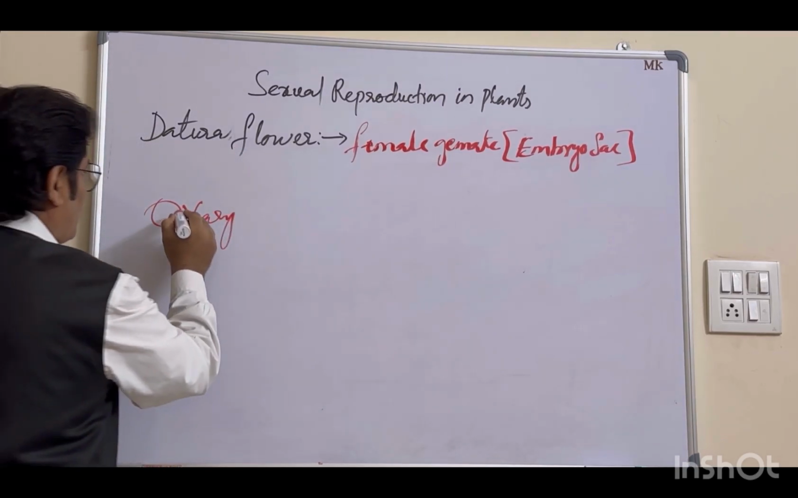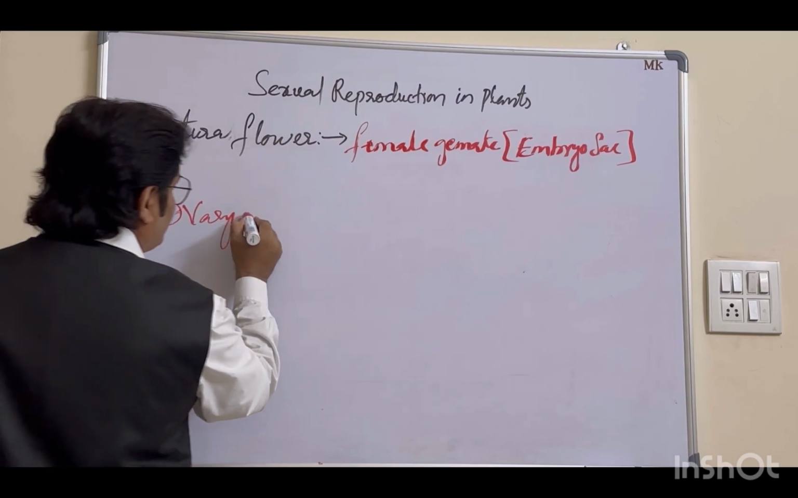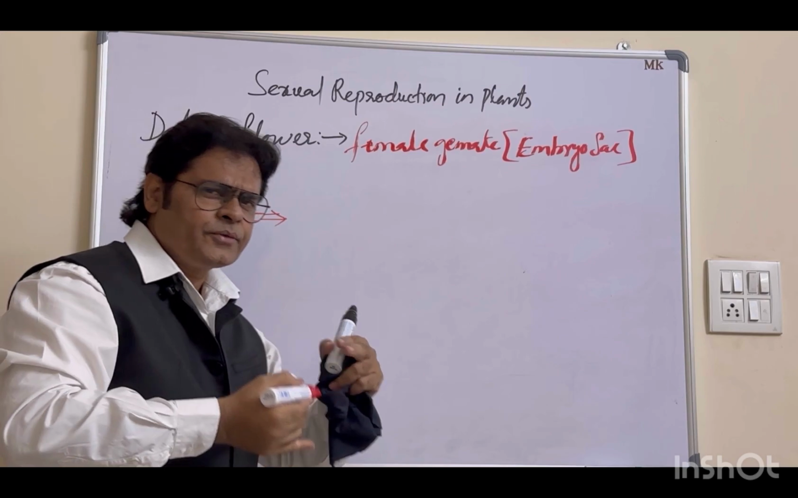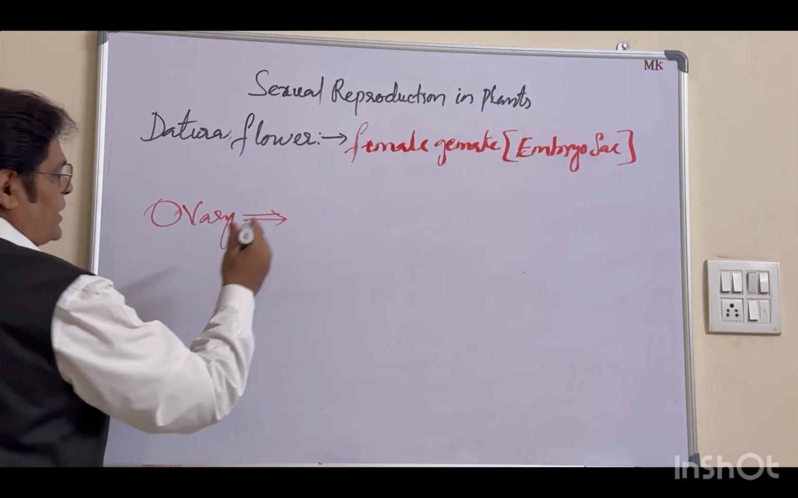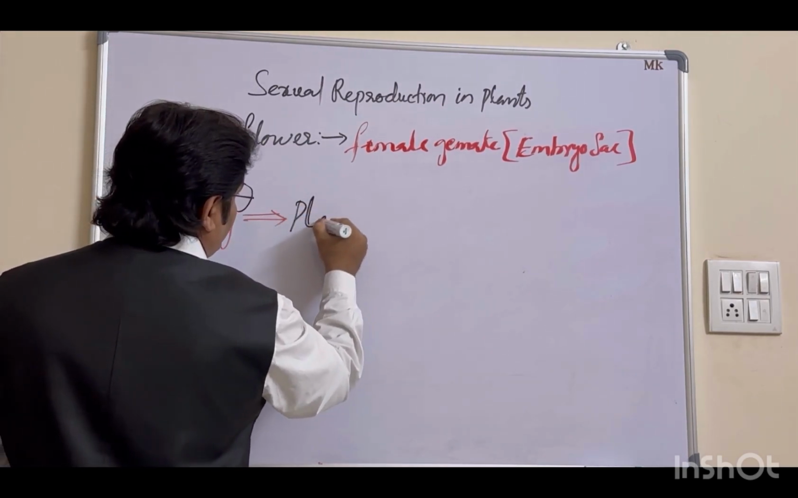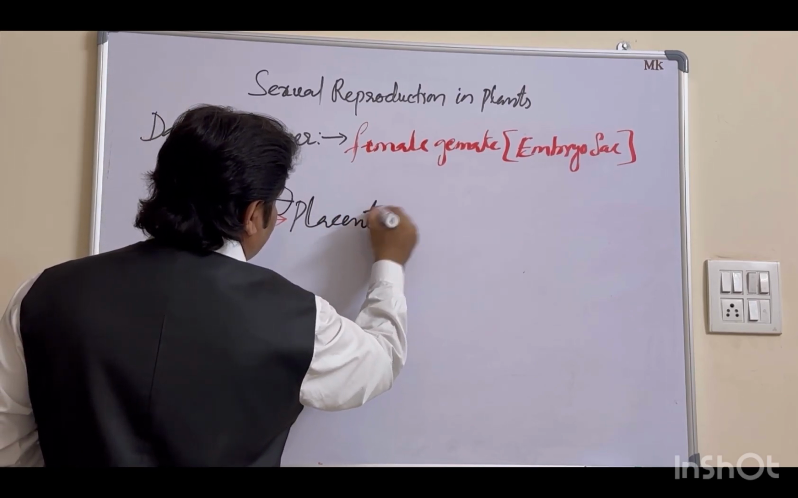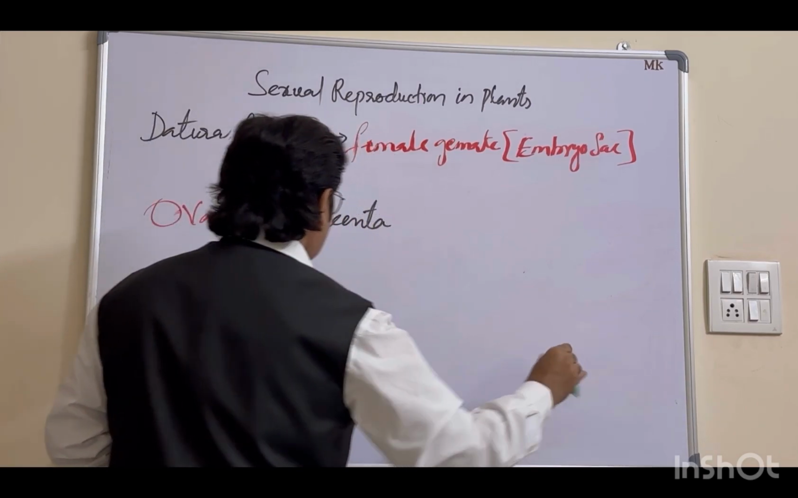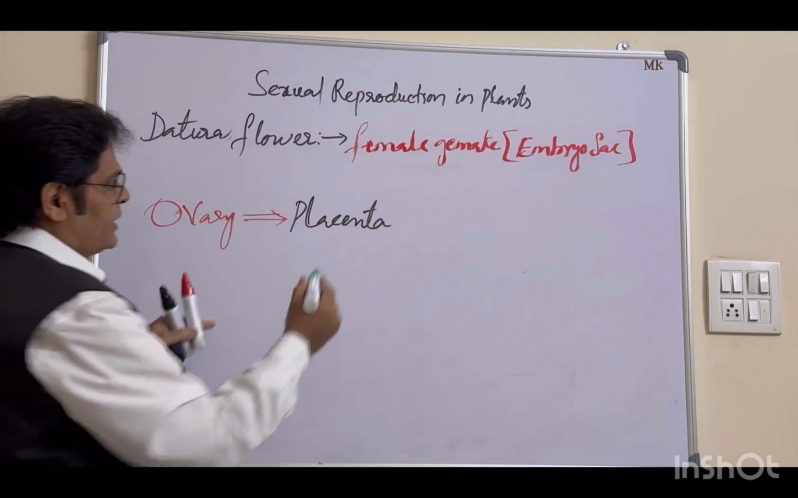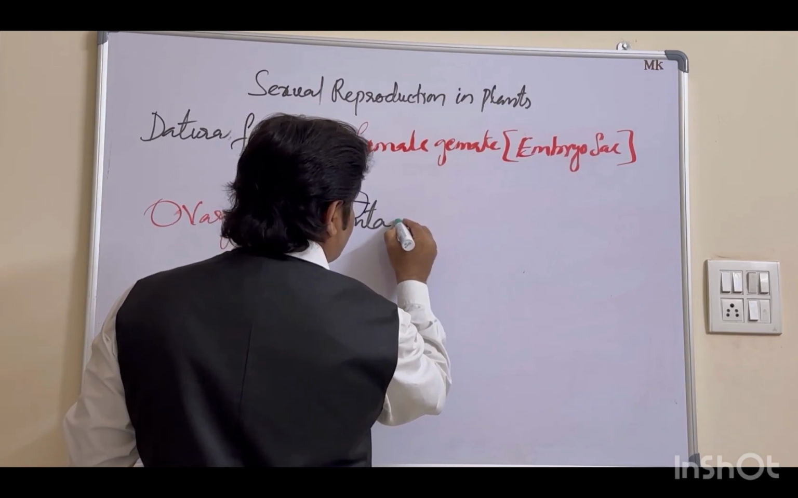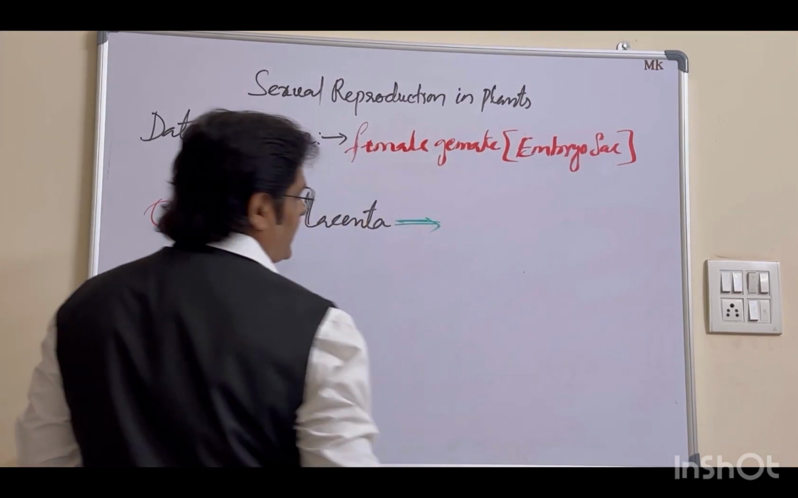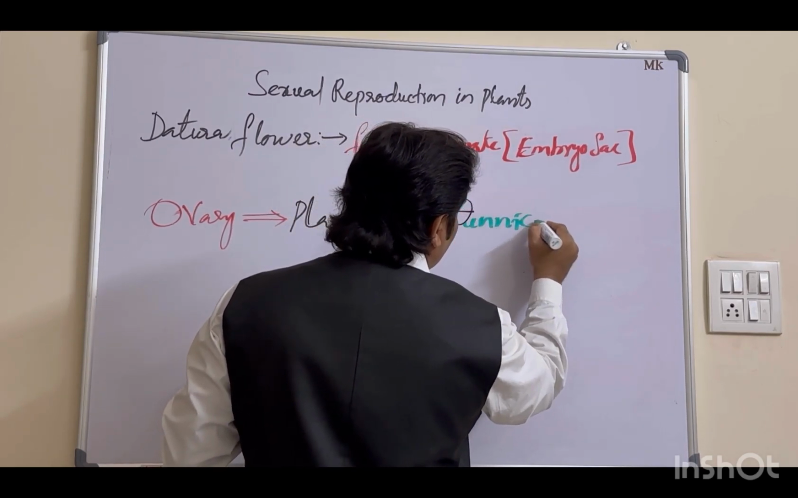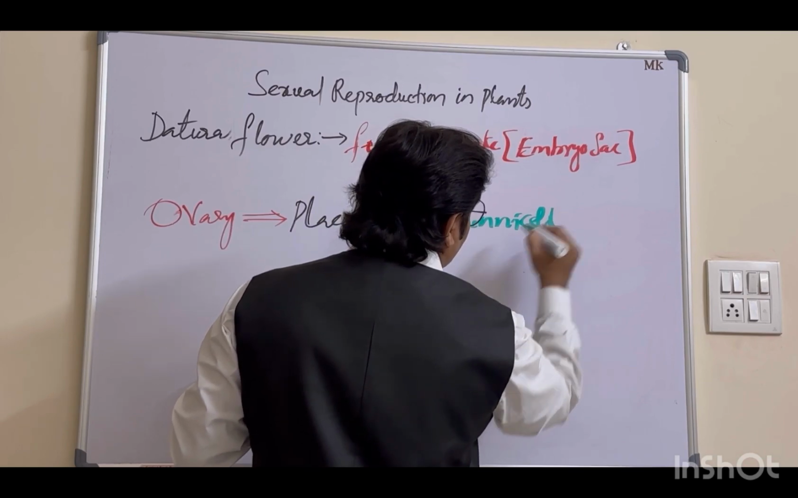Then this ovary is coated with a soft cushion-like structure, and that structure is called the placenta. From the ovary, through the placenta, a large number of stalks, stick-like structures, arise. And they are called funicles.